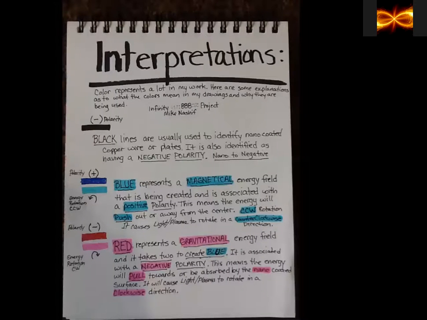Interpretations. The color represents a lot in my work. Here are some of my explanations as to what the colors mean in my drawings and why they are being used. Polarity: I usually use a black line. A black line is the same as a red polarity, or a negative polarity. So if you see a black line, think of a black nano-coated piece of copper wire. Black lines are usually used to identify nano-coated copper wire or plates. It is also identified as having a negative polarity, nano to negative. Remember that statement, guys: nano to negative.